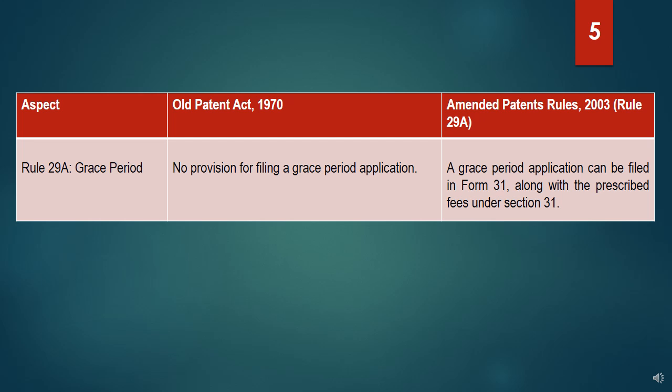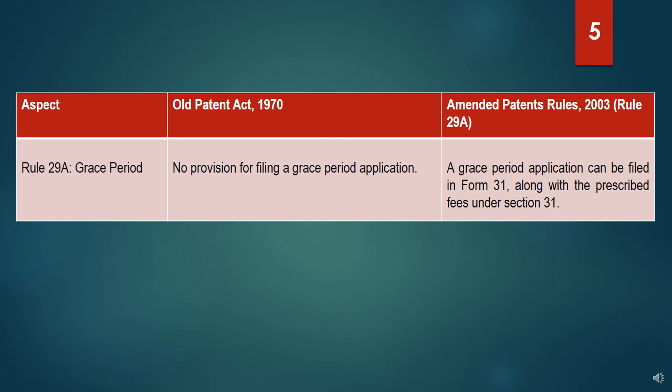New amendment, Rule 29A. A new Rule 29A is added titled Grace Period. It states that if an applicant wants to claim the grace period under Section 31, they must: first one, file an application using Form 31. This is a formal document requesting the grace period. And second one, pay the prescribed fee as specified in the First Schedule, means which is a detailed fee structure.